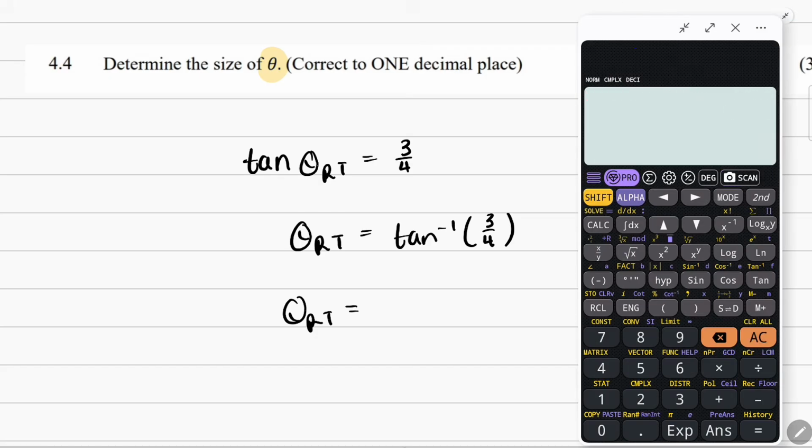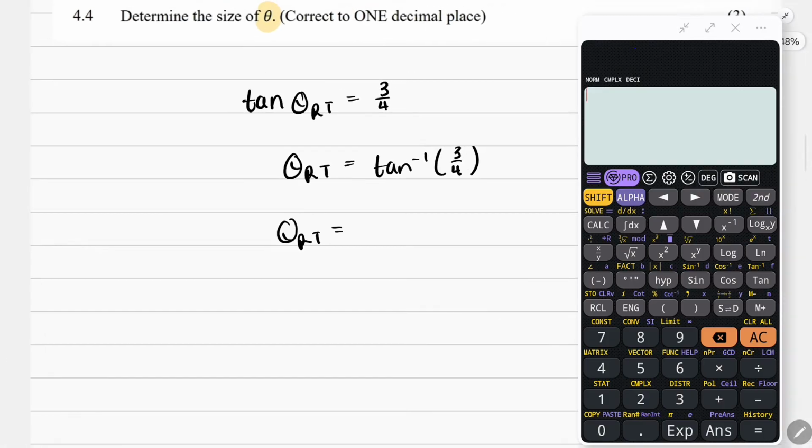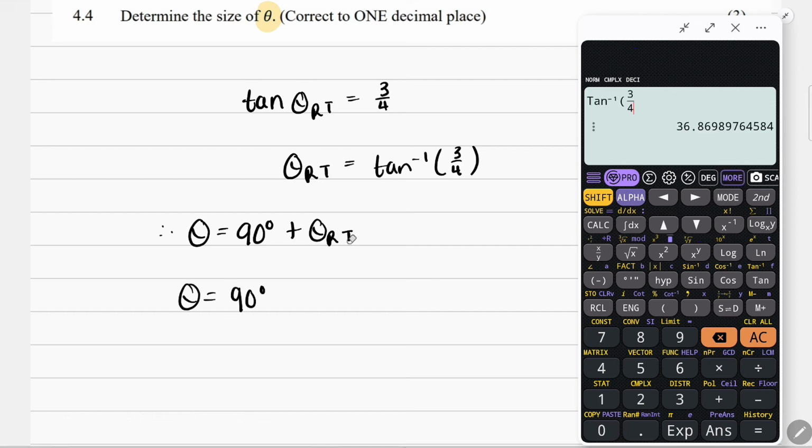Okay, and then we'll just add, I think at this point you can just leave it, because it's going to round off. So I'll leave it like this and then just say that theta is equal to 90 degrees plus theta of RT. Okay, just to avoid confusion, I'm going to still say 36.869. Not rounding off yet, but then just add 90 degrees to it. That's all. So take that and then add 90 degrees, and there we go.